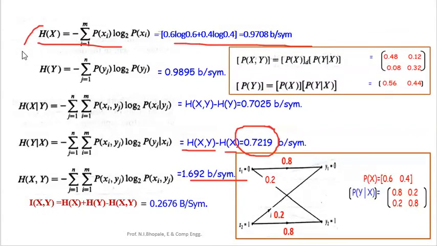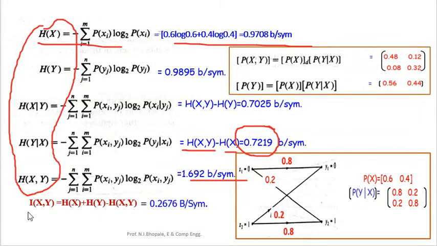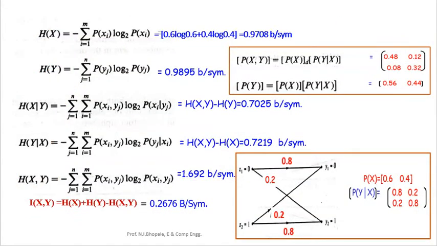Once we have all these entropies, the only thing remaining is to calculate the I(x,y), that is the mutual information. It can be calculated from H(x), H(y) and H(x,y). By using this expression, H(x) plus H(y) minus H(x,y), we get the value 0.26 bits per symbol. So this is all about how to calculate the different entropies based on the channel diagram.